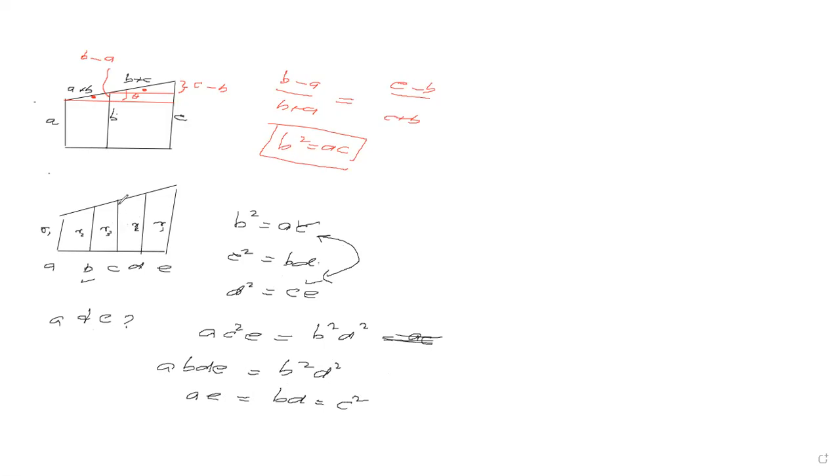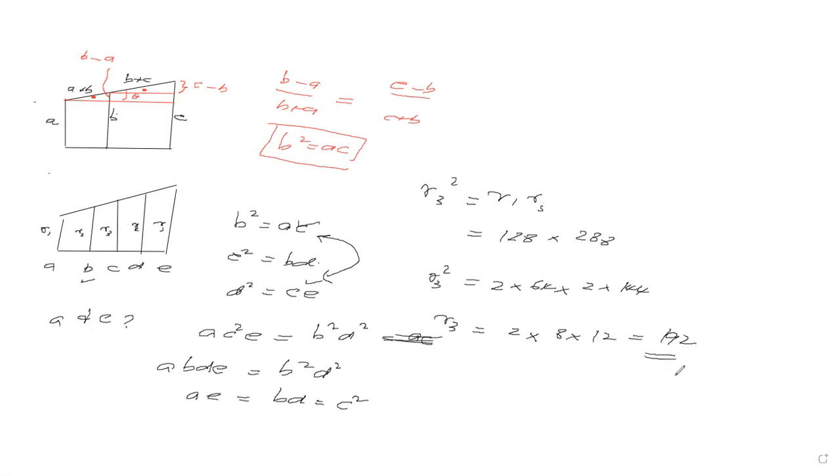That this middle one squared, that's your R3, is equal to the product of the first one and the last one, which is R1 times R5. We know these. This was given as 128 times 288. And that's the square of R3. So you take the square root. This is 2 times 64. And this is 2 times 144. So this is R3 squared. So R3 will be 2 times 8 times 12, which is 192.